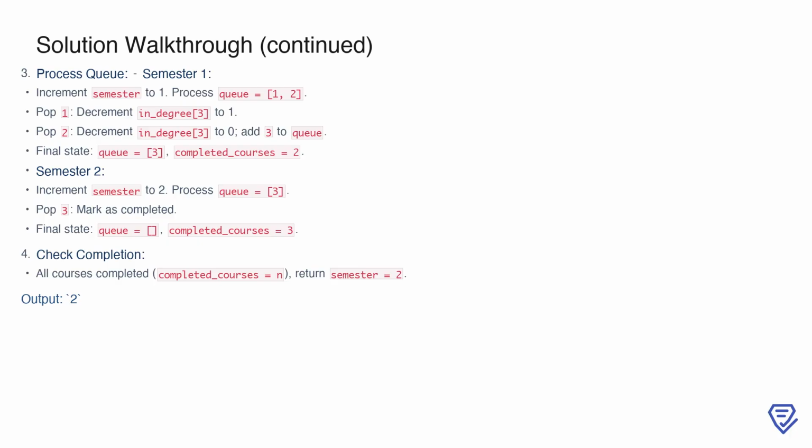At the end of the first semester, the queue contains only Course 3, and we have completed 2 out of the 3 courses. In the second semester, we increment the semester count to 2 and process Course 3, marking it as completed. With the queue now empty and all 3 courses completed, we confirm that the process is finished. Since all courses have been completed in 2 semesters, we return 2 as the output.